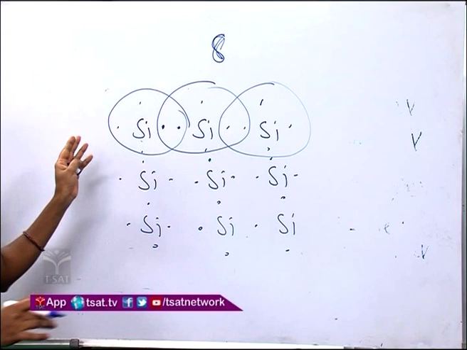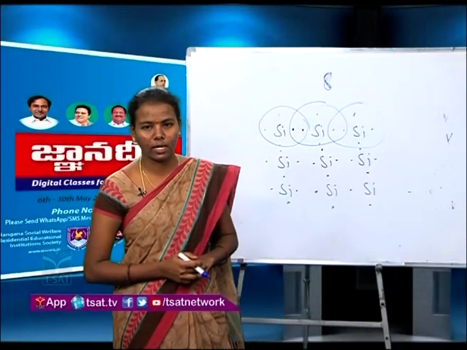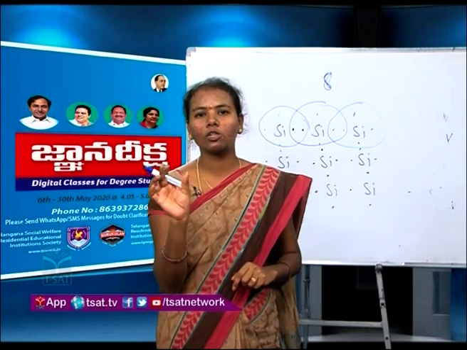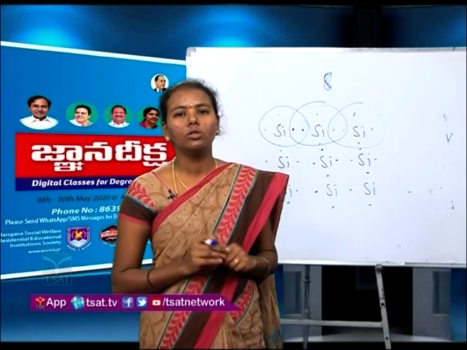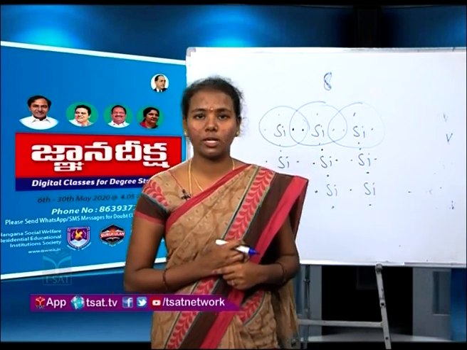This type of semiconductor is called an intrinsic semiconductor, that is, a pure semiconductor. A pure semiconductor is called an intrinsic semiconductor. The conduction in this intrinsic semiconductor is due to temperature.